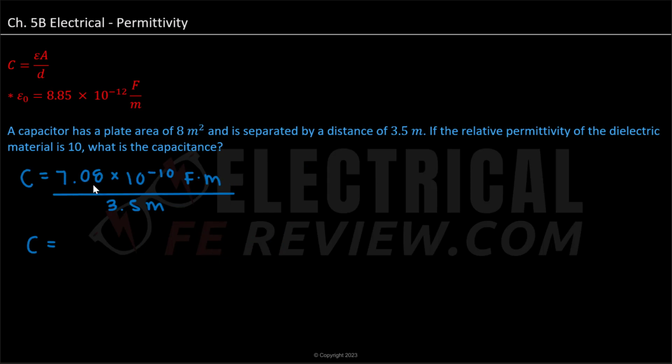So once we divide 7.08 times 10 to the negative 10th power by 3.5, we're left with 2.023 times 10 to the negative 10 power in farads, and this is because our meters canceled out completely.